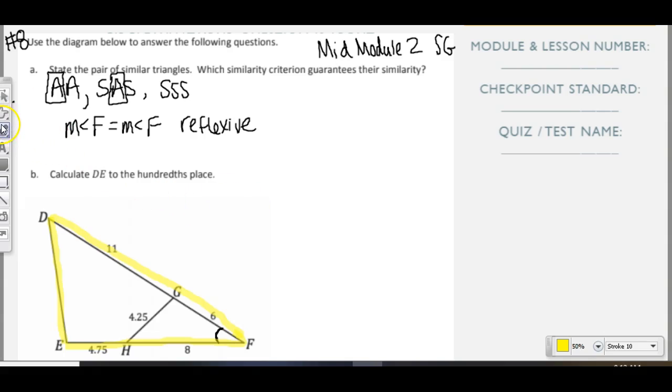So for triangle DEF, do we have a length for DE? Do we know what the length of DE is? How long is DE? Is that given to us in the diagram? It's not, right? So I can't use that one. What about DF? How long is DF?